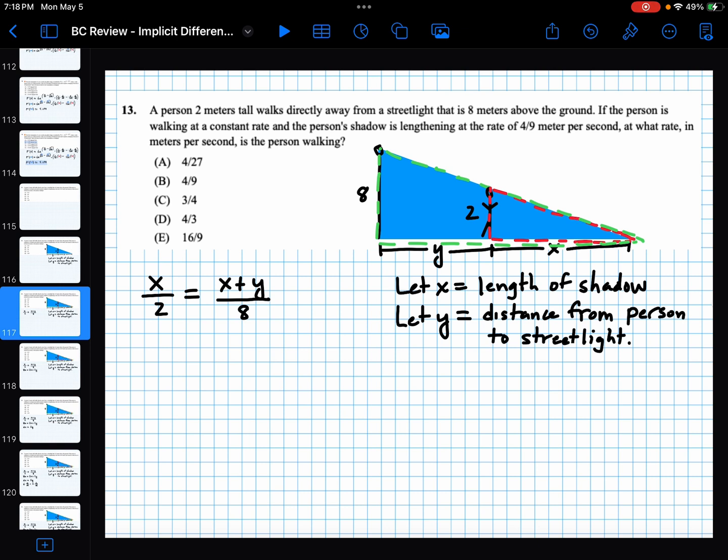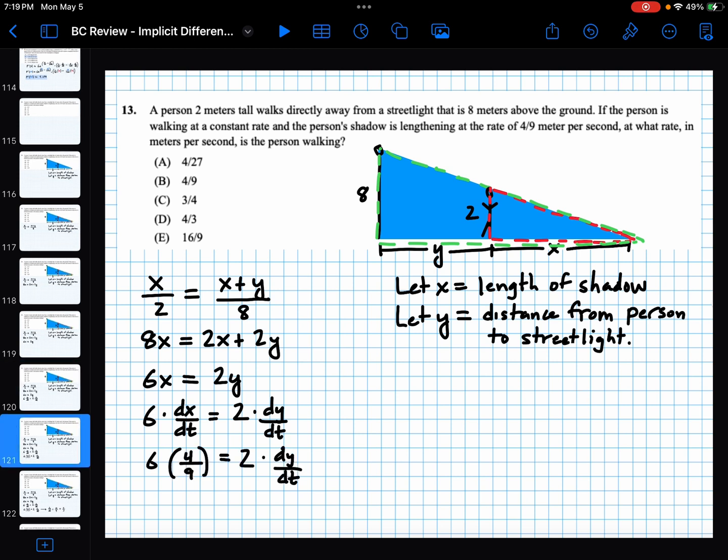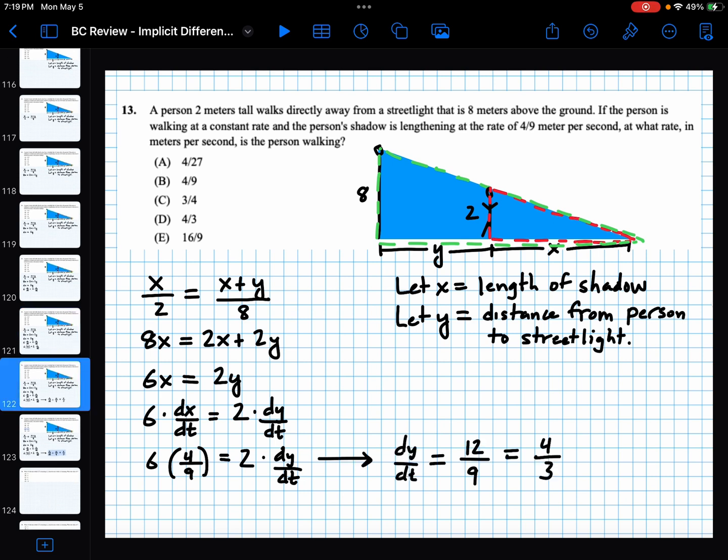Same step as before, we cross multiply, get the x's together by subtracting 2x from each side, and now we differentiate everything with respect to time. We happen to know what dx dt is. That's the 4/9 meters per second, so I can substitute that in. And when I solve for dy dt, I wind up with 12/9, which simplifies to 4/3, which is answer choice D.